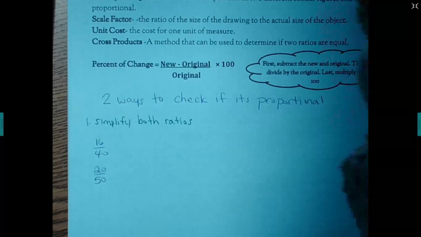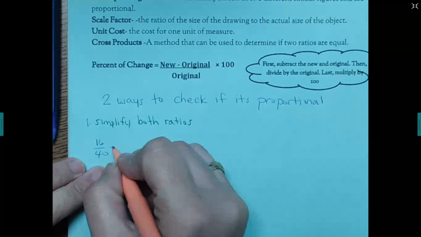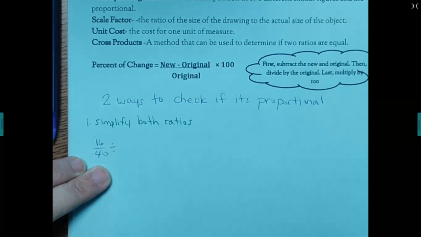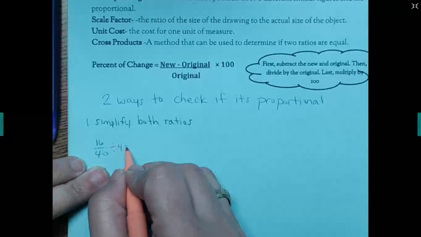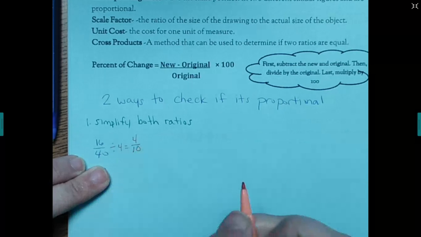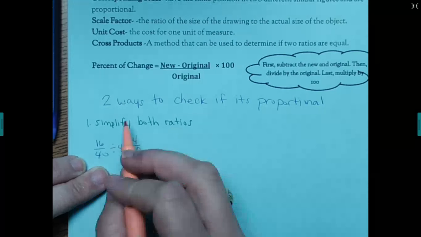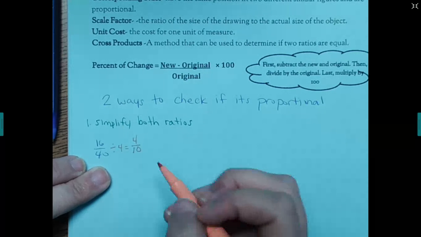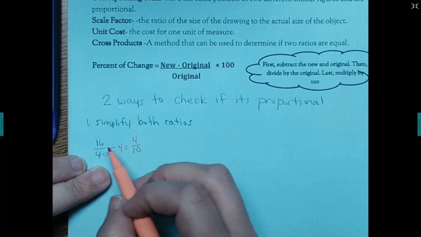So what's a common number that could go into those guys? 16 and 40. What's a common number? 4. We could divide by 4. 16 divided by 4 is 4. 40 divided by 4 is 10. If your number still has numbers that can go into them, that means you didn't pick a high enough number. It's not wrong. You're just having to do more work. So always try to think of the biggest number.